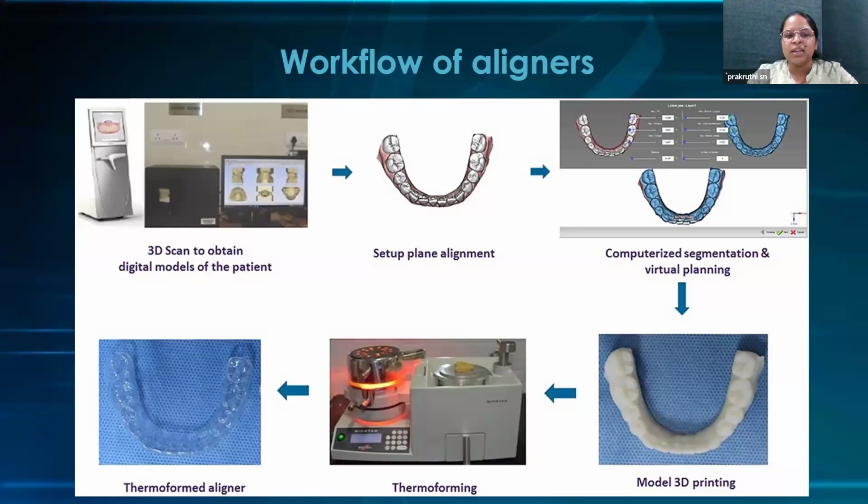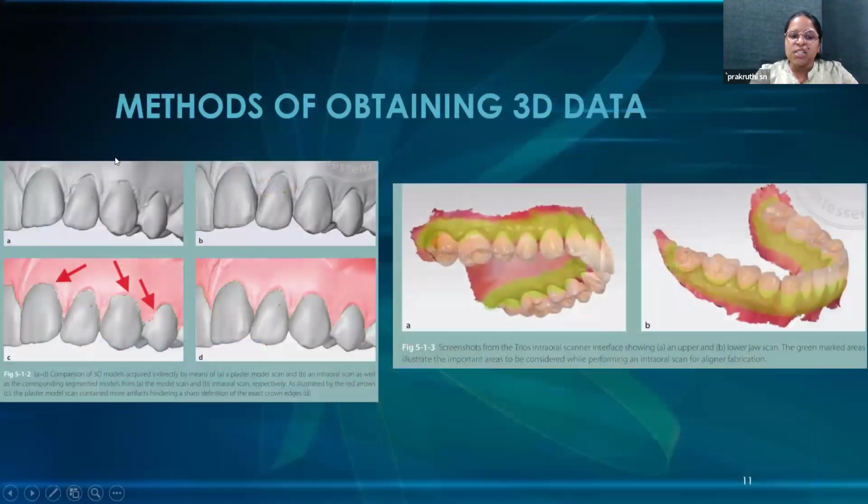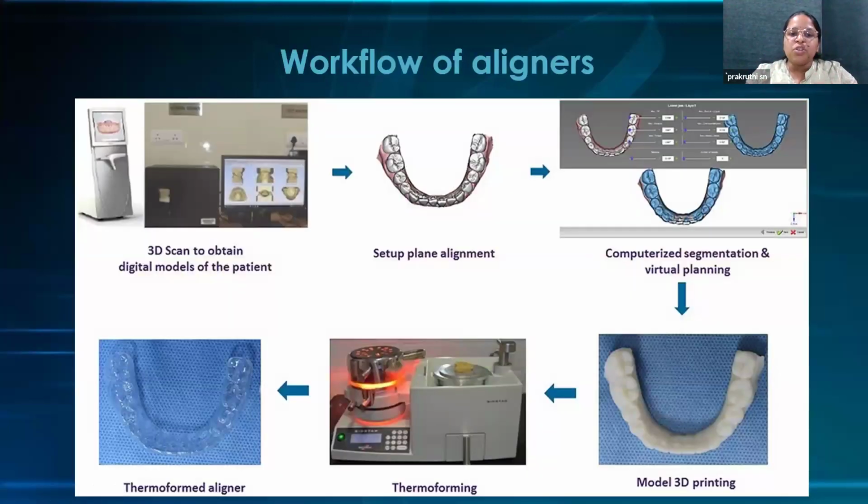This is how it looks. After the initial consultation, and the case is suitable for the aligners, you will go ahead with the intraoral scanning. One option is intraoral scanning. The other option is an indirect way of collecting: procure a cast, then send it to the lab for indirect scanning. That is also an option.